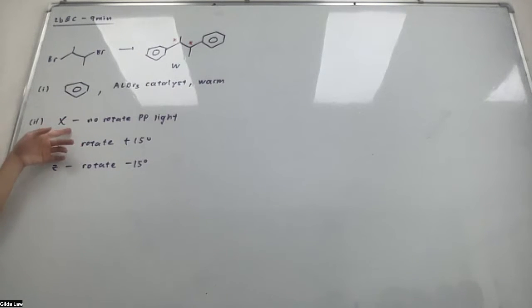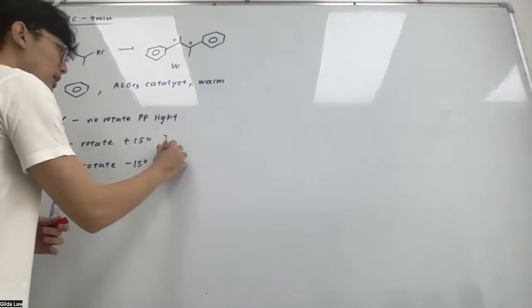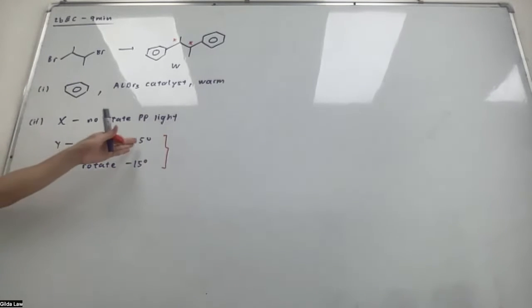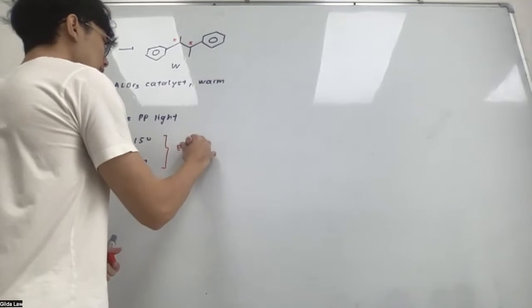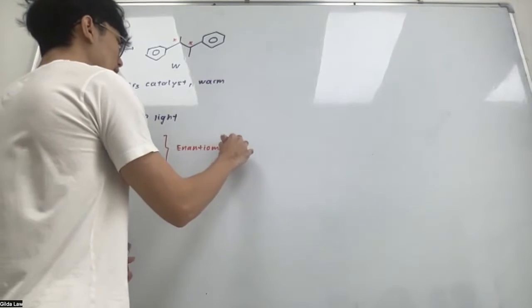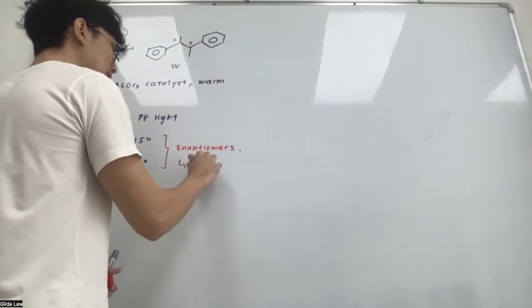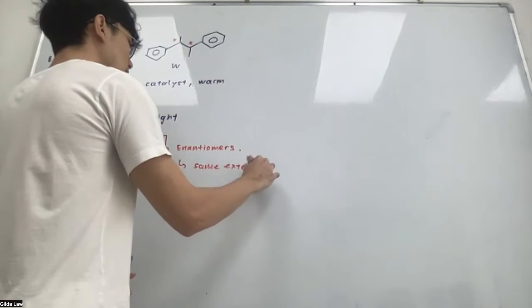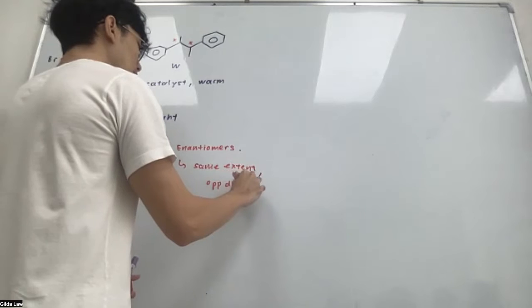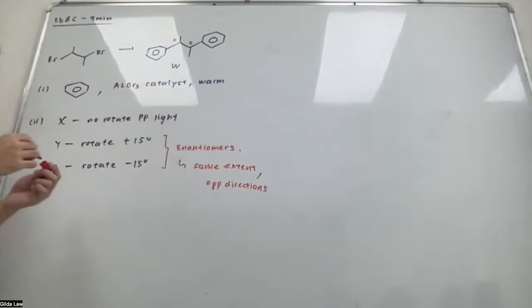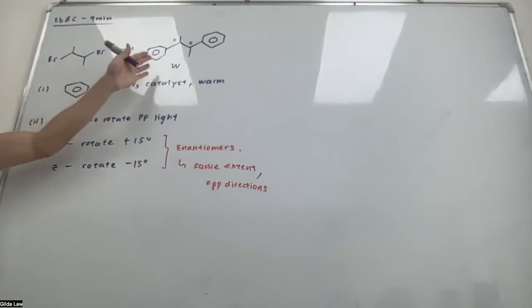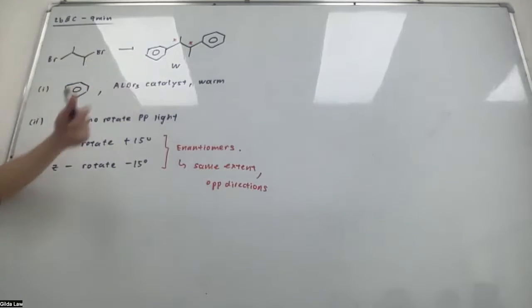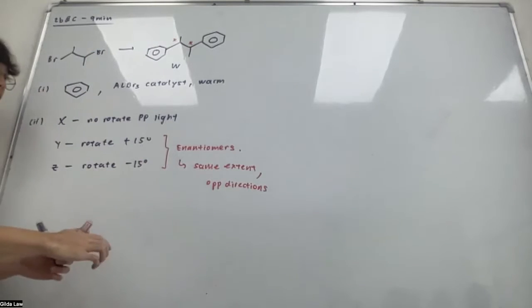Then you go look at the question. That's structure X, but then suddenly there are Y and Z. What's going on over here? What's the relationship between Y and Z? They rotate by the same extent, but in different directions. They are enantiomers of each other. That's your justification: they rotate by the same extent, but in opposite directions. Somehow you need to find a way to make this not symmetrical, because currently it looks symmetrical.